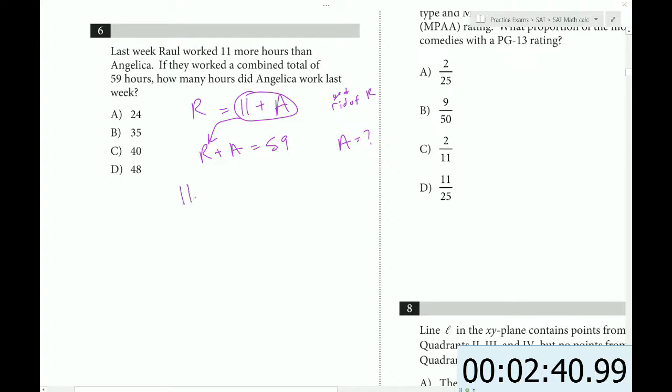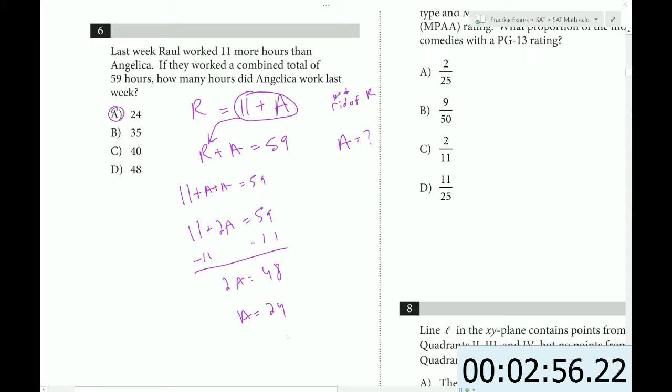So in this case, we do 11 plus A equals 59. So that's 11 plus 2A equals 59. Subtract 11 from both sides. So that gives us 48 as 2A. And therefore A would equal half of that, which is 24. Choice A.